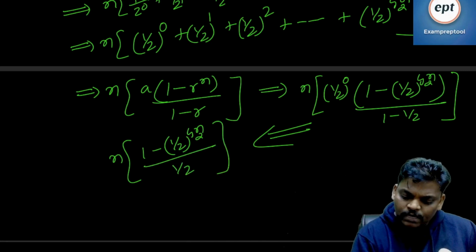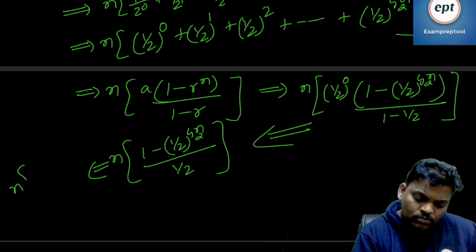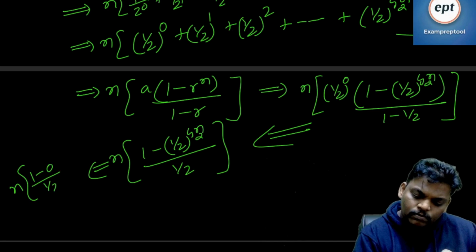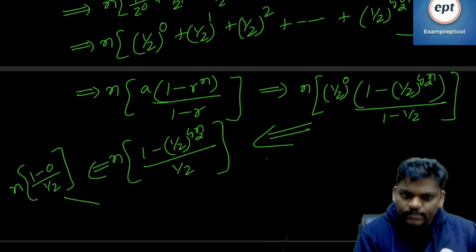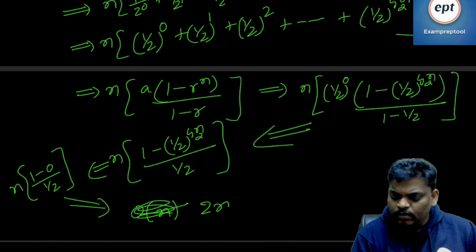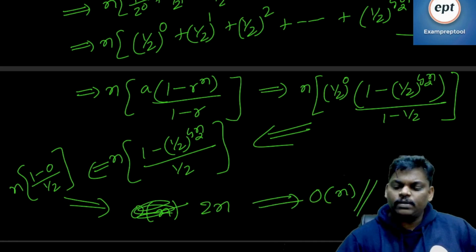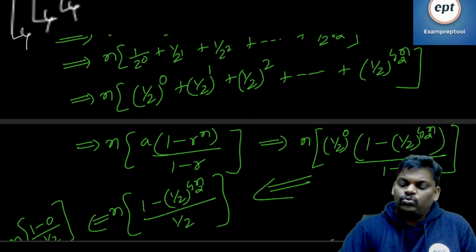So this can be written as n into 1 minus 0 by 1 by 2. So this can be written as order of n. Actually 2 will come up from 1 by 2, so it will become 2n. It will become n. So the time complexity of this program is order of n. Please remember how to solve this GP series.